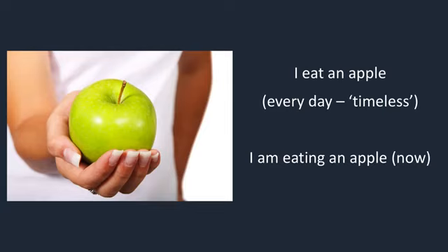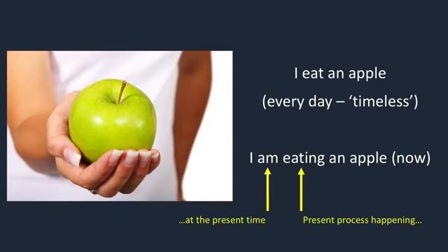However, if I say I am eating an apple, well, that means that I'm eating the apple right now. This process is confined to the present time frame. In other words, there is a process, eating, which is present or in progress during a present time frame. And that's expressed by am. So we call this one the present in present tense.